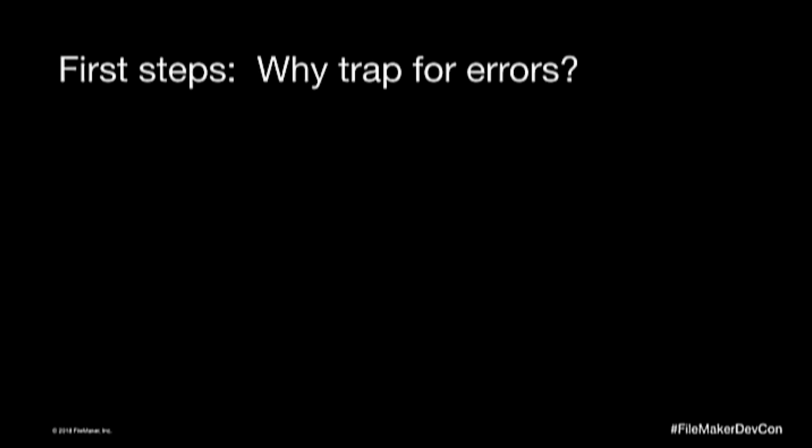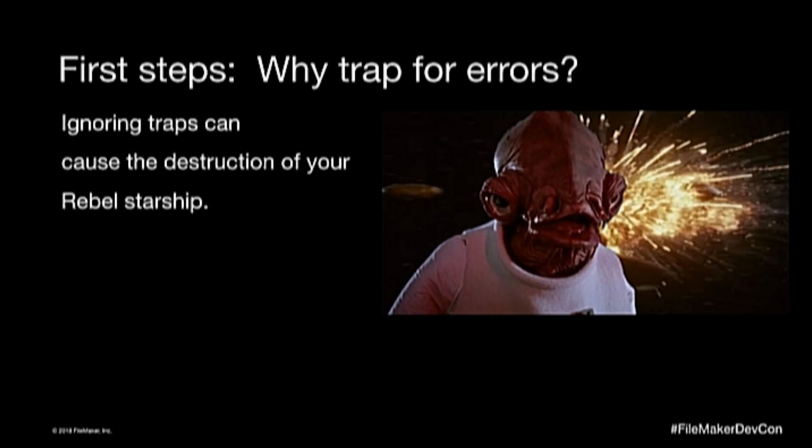Okay, so why trap for errors? Number one, right? Because the name of this session is It's a Trap, and if you're not familiar with that, ignoring traps can cause the destruction of your rebel starship. That's what happened to Admiral Akbar, the poor guy. Not once, but twice, right? In the second movie, he got caught, or the last movie.